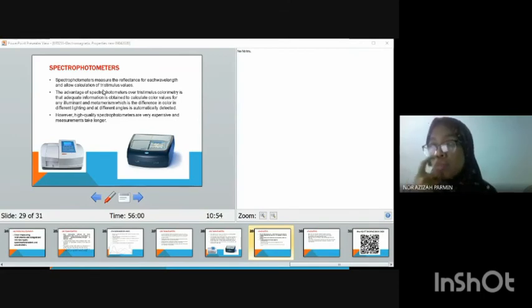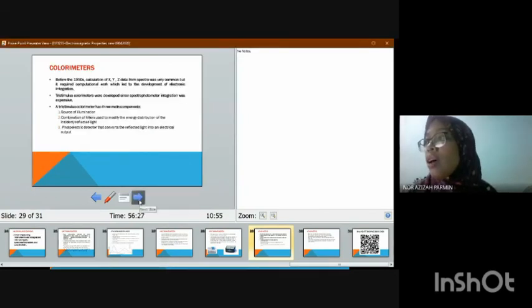Okay, so dekat dalam lab saya, we buy NanoDrop. Tapi NanoDrop tu hanya untuk guna biomolekul sahaja. Tapi dia sangat cepat compared dengan kalau kita guna UV visible spectrophotometer yang besar tu. Okay. So tapi harga dia more expensive compared to the UV-visible spectrophotometer.